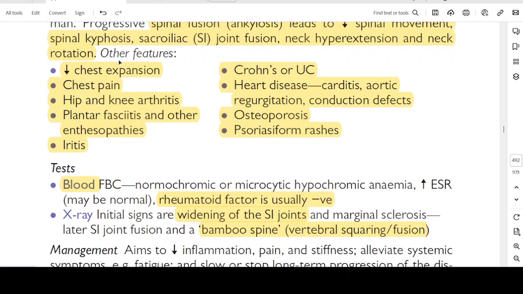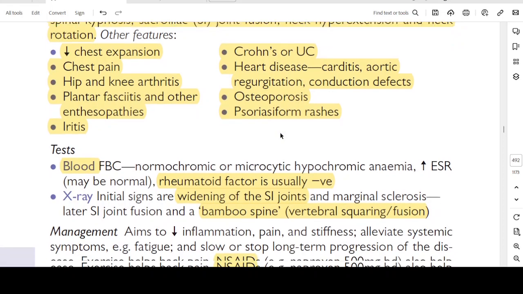So what are the extra-articular features of ankylosing spondylitis? Decrease in chest expansion, chest pain, hip and knee arthritis, plantar fasciitis and other enthesopathies, iritis, Crohn's or ulcerative colitis association, heart disease, carditis, aortic regurgitation and conduction defects, osteoporosis and psoriasiform rashes.